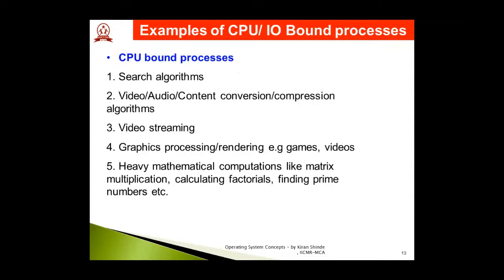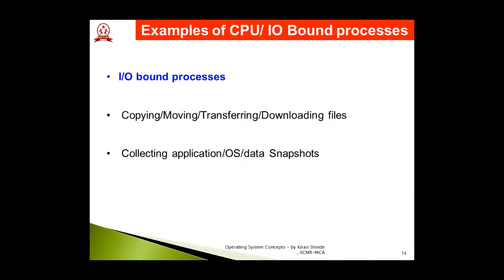Now, there are some examples listed in this slide. The CPU bound processes are such as search algorithms, video and audio content conversion, compression algorithms, video streaming, graphics processing, rendering, for example games and videos, and heavy mathematical computations like matrix multiplication. These are examples of CPU bound processes wherein the processes require more CPU time. And IO-bound process examples are copying, moving, transferring, downloading files, and collecting applications or OS data snapshots. So these are the examples of IO-bound processes.